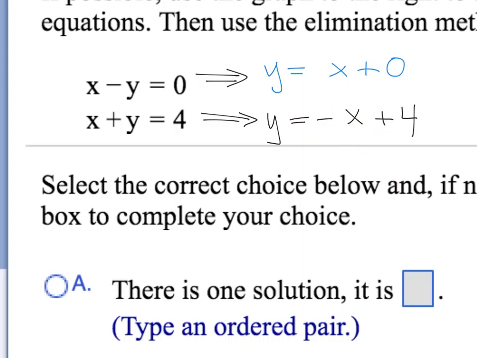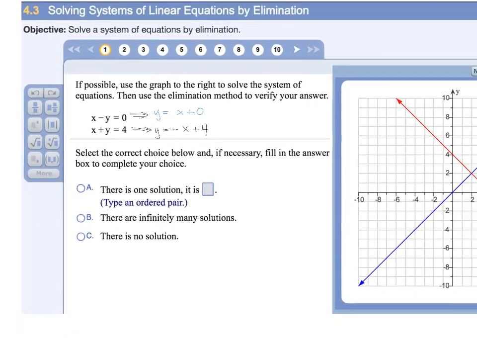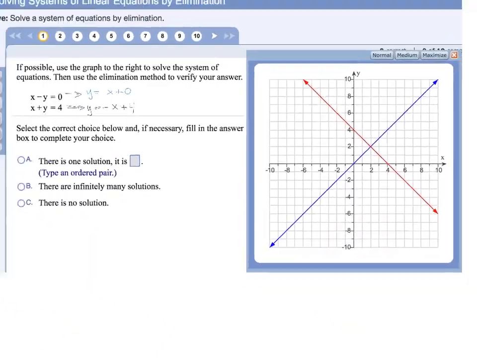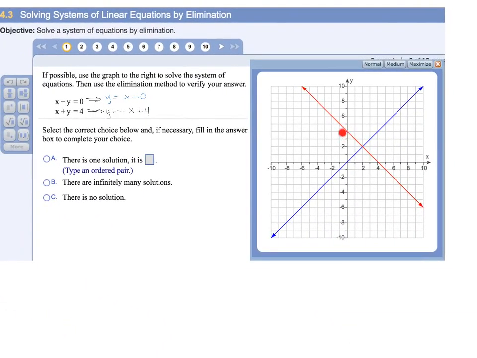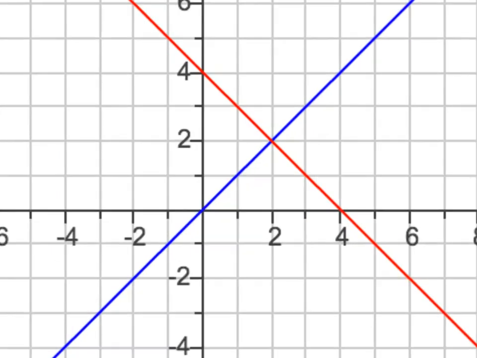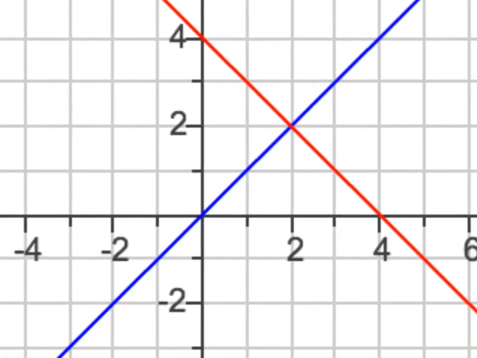So this is the red one, without a shadow of a doubt, because you can see it starts at 4 and it's going down. And this one starts at 0 and is going up. So there's our line. And because we can see that they cross right here at 2, 2, that means that is our solution. X is equal to 2 and y is equal to 2.